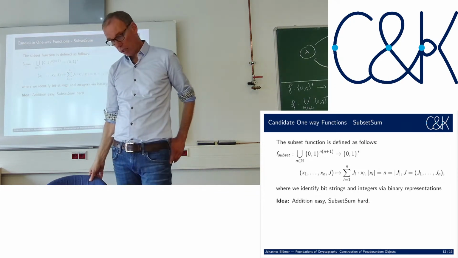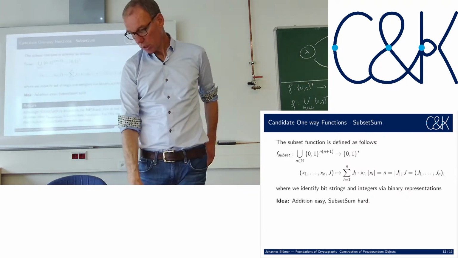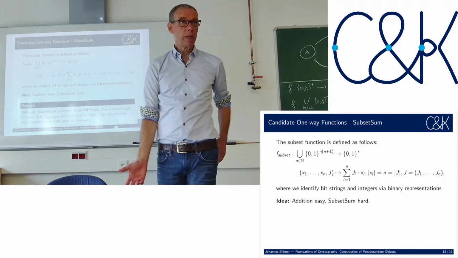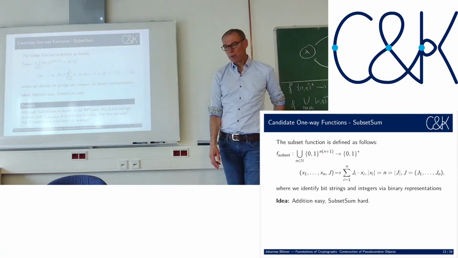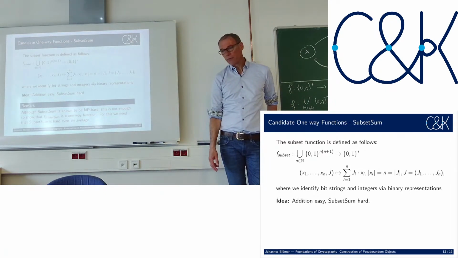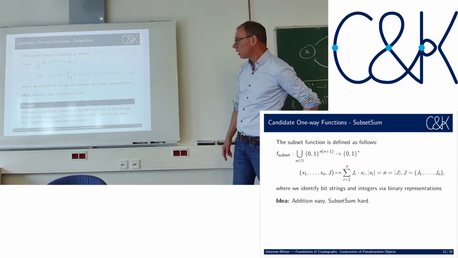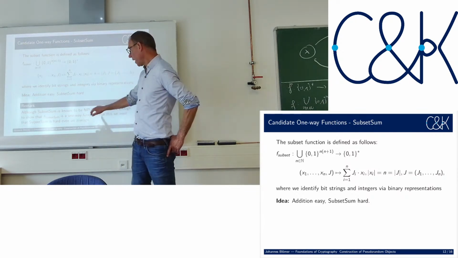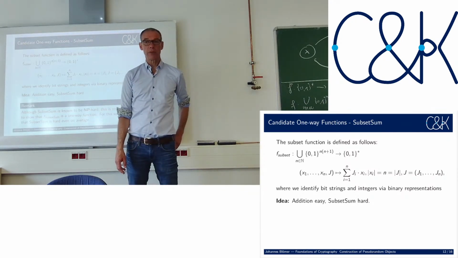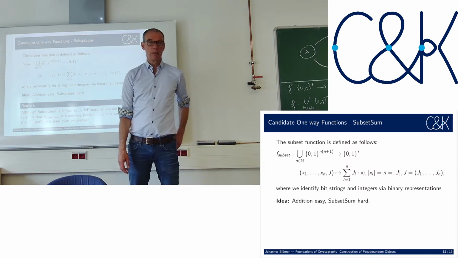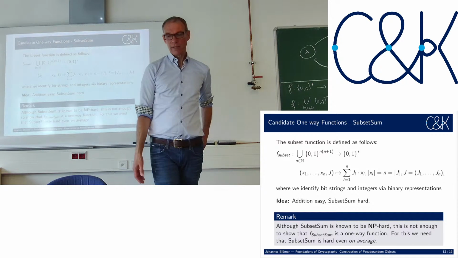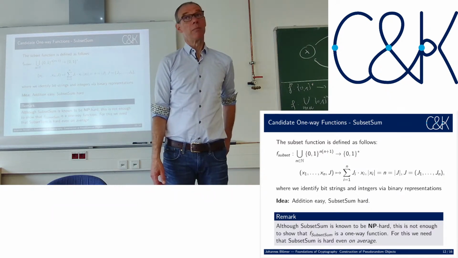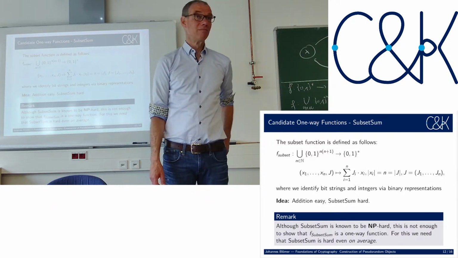It's hard. Unfortunately, it's known to be NP hard, but that is not enough to show that this subset sum function is a one-way function, because NP hardness tells you something about worst case assumptions. It says there are things that are hard. It doesn't tell you something about random instances.